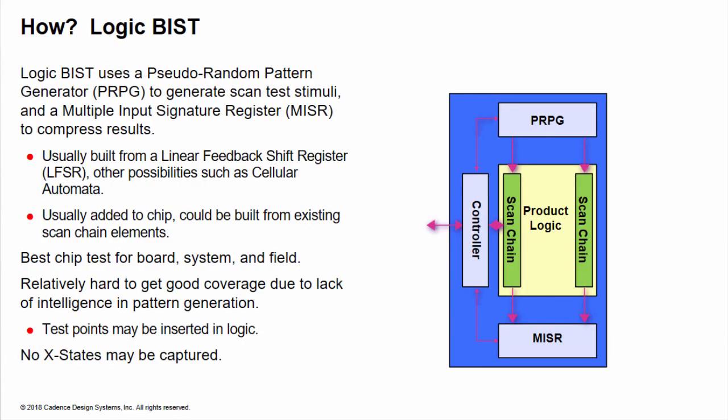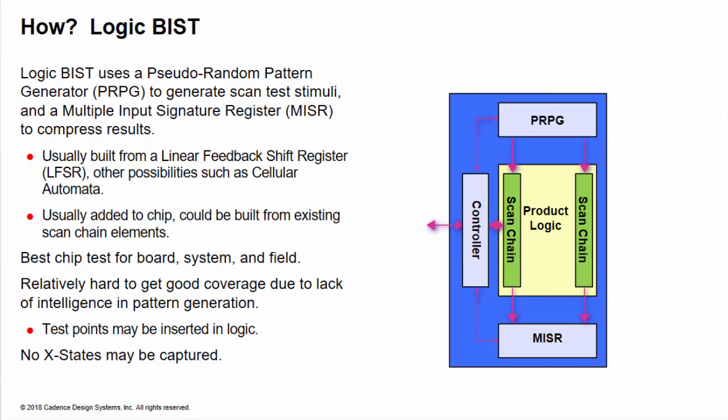Logic BIST is also popular for some applications. Logic circuits are so varied that the test stimuli is just pseudo-random patterns, usually generated by a pseudo-random pattern generator, PRPG, normally a form of a linear feedback shift register. The responses are compressed using a multiple input signature register, usually another form of an LFSR, or linear feedback shift register. The controller consists of a state machine and a few counters. On a typical large chip, these extra circuits will take up less than 1% of the silicon area.